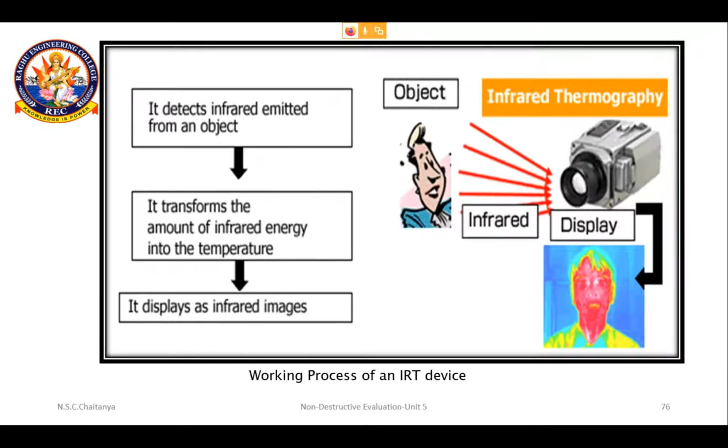Towards the left, it's a flowchart. I'm going to read through the flowchart. It detects infrared emitted from an object. This is the basic functionality of your infrared device. It then transforms the amount of infrared energy into the temperature, and it displays as infrared images. That is finally what is the output that is generated.